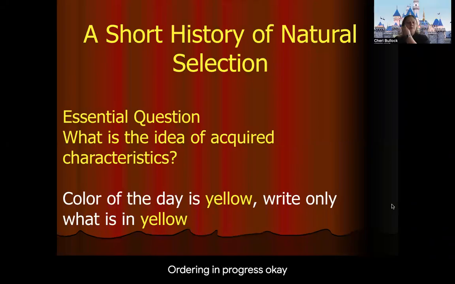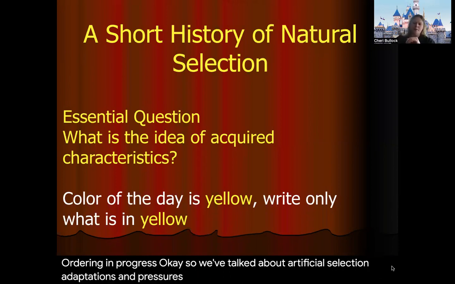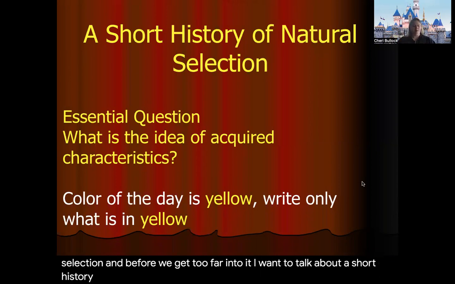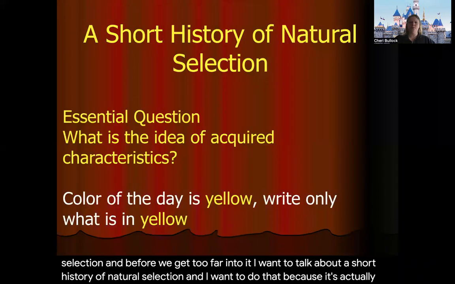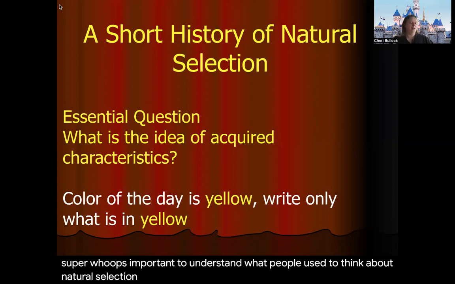Okay, so we've talked about artificial selection, adaptations, and pressures. Now I want to talk a little bit about natural selection. And before we get too far into it, I want to talk about a short history of natural selection. I want to do that because it's super important to understand what people used to think about natural selection and why these questions arose.